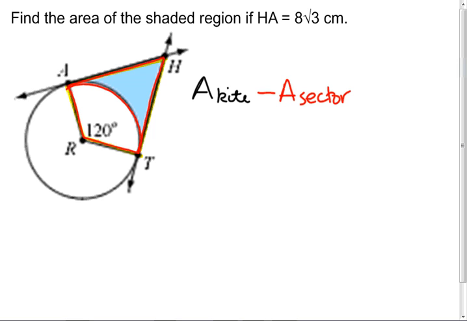Okay, the kite is tricky. So maybe you get stuck there. You can do the circle, though, can't you? What part of the circle is this? Look at the picture. What fraction is it? 1/3. It's 120 out of 360 pi r squared. I'm not even going to put in HA yet.